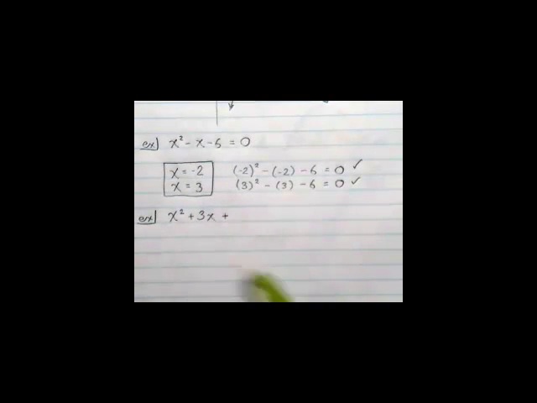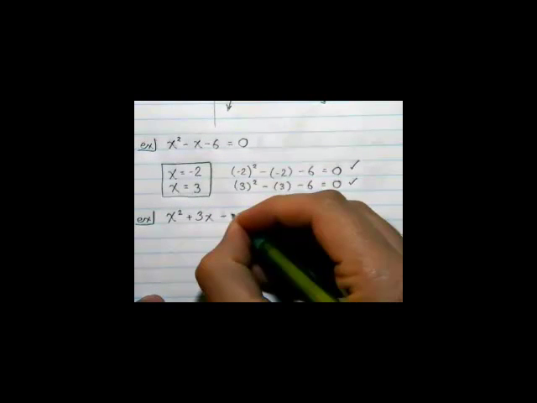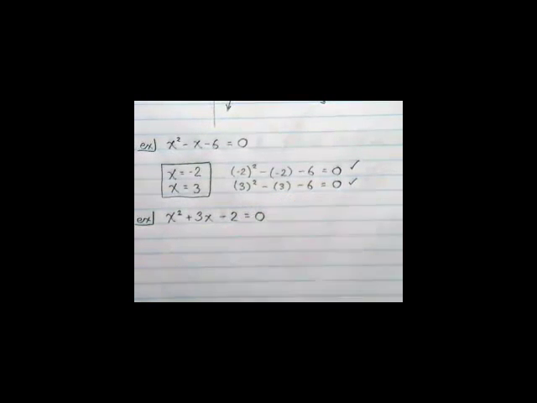How about we do that, but then minus 2. This one I'm pretty sure is going to give us a not normal answer. Okay, so x squared plus 3x minus 2. Let's see what we get. Type that one in and take a look.